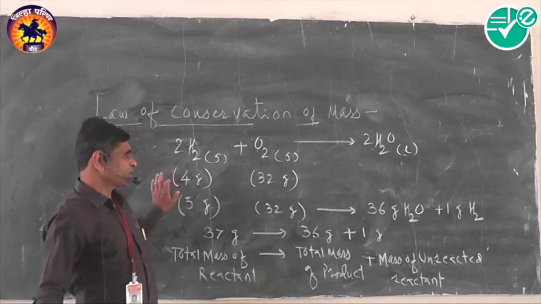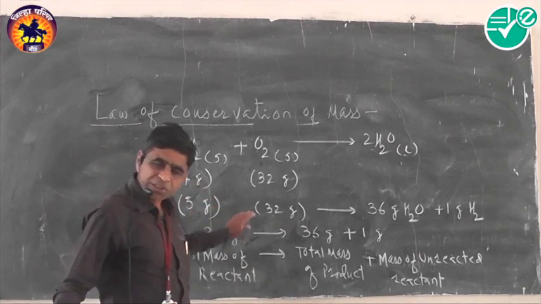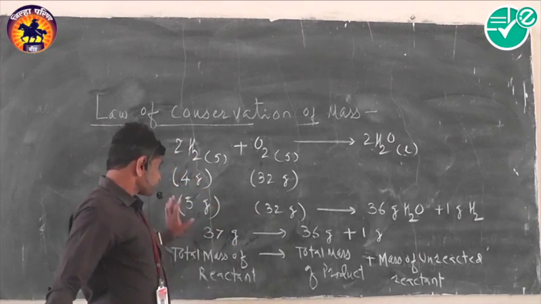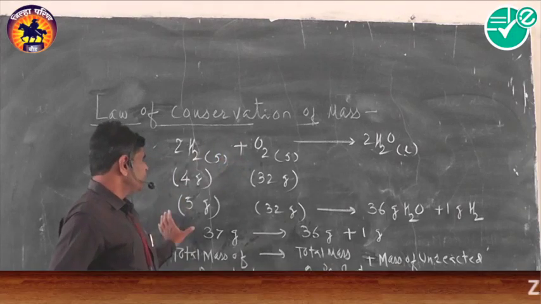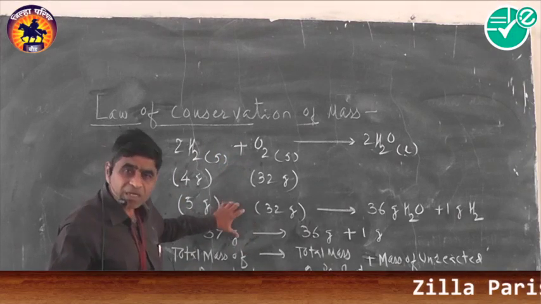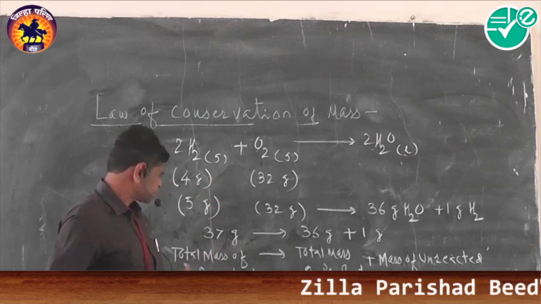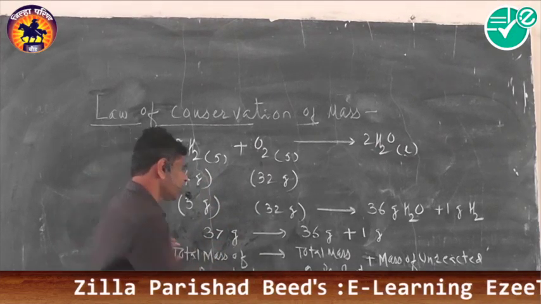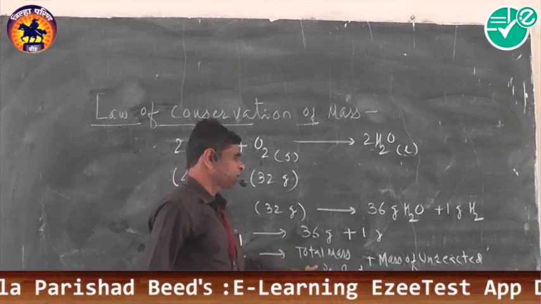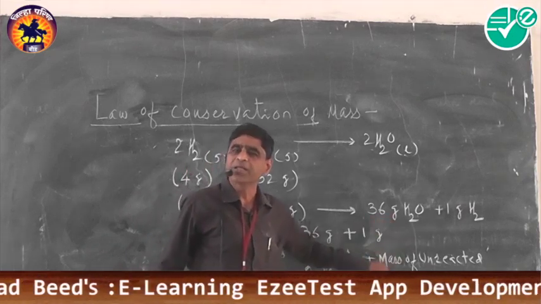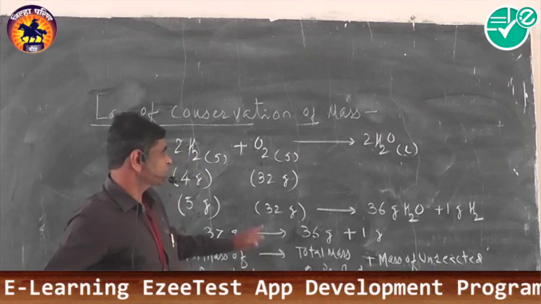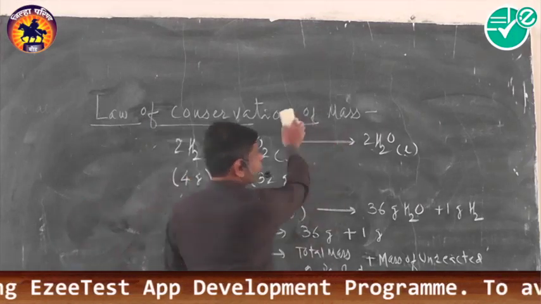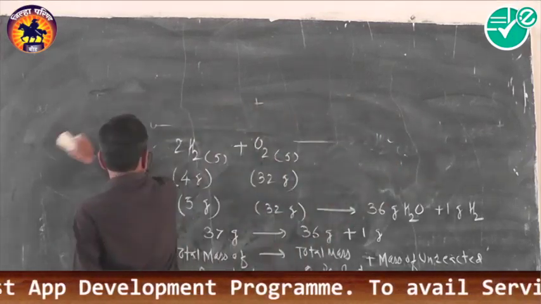this law of conservation of mass can also be stated this way. What is the second condition? If reactants do not completely react by mass, then you can say that total mass of reactant is equal to total mass of product plus mass of unreacted reactant. So these are the conditions for the law of conservation of mass.